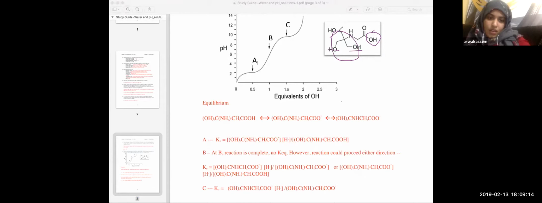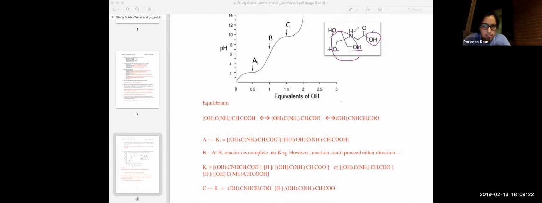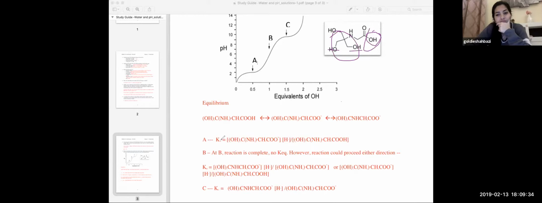And pKa3, I mean part C. Part C is the K constant. It's deprotonating the carboxyl group again. It says right here, Ka, that means it's highly acidic.